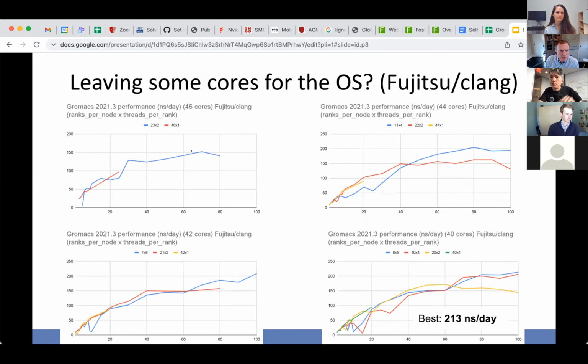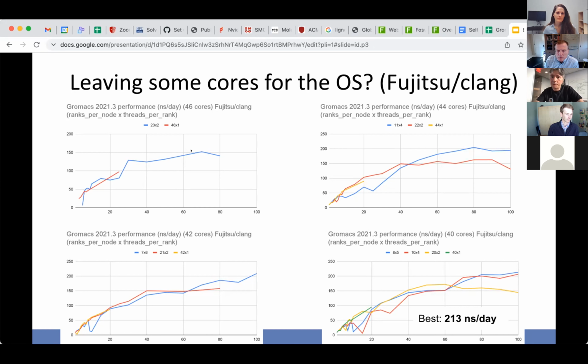So now the next question is, okay, we have 48 cores. Fugaku, on the other hand, has more than that, as it was mentioned, and some of them are dedicated to the OS. So what if we don't actually use all 48 cores? So I went with it and decided to test with 46 cores, 44 cores, 42 cores, 40 cores. And lo and behold, the best performance I got was actually when I was using 40 cores in this test. And then I went from about 150 nanoseconds a day of simulation to 200-ish nanoseconds a day of simulation.